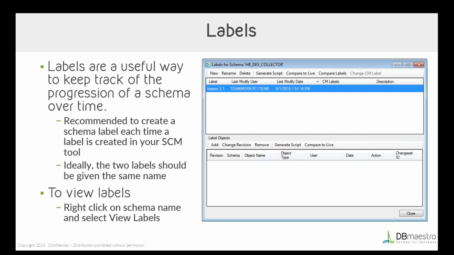And then that way you can tie the two together when you want to actually do the deployments. Okay, and then you can always see what labels are there. You can go back and rename them if you need to. You can delete a label if you did one by mistake. So you have some options with the labels, but it's a very good practice to use these labels so that you know what these object changes are related to.